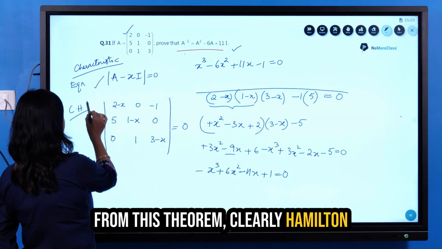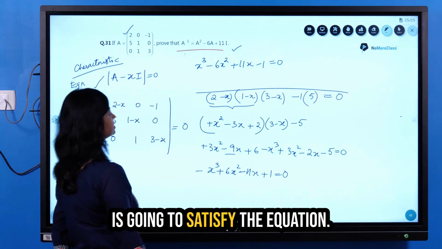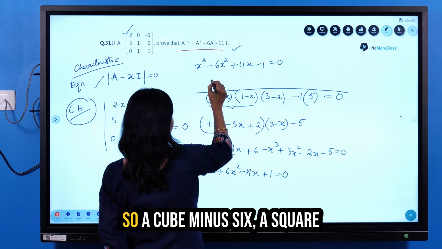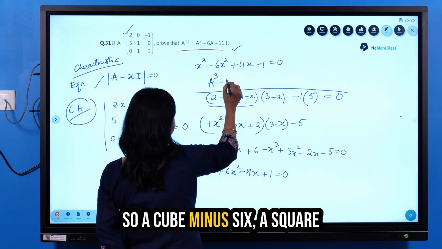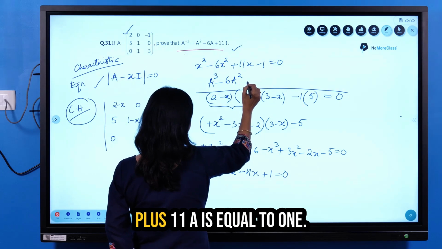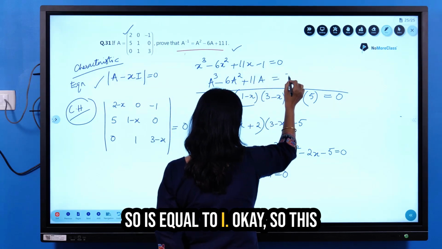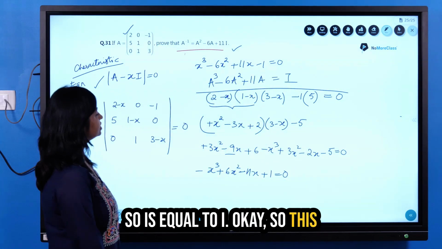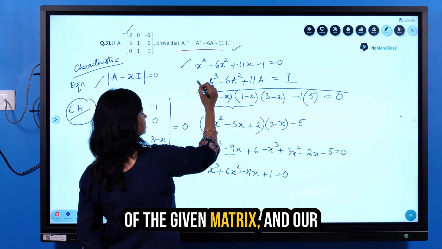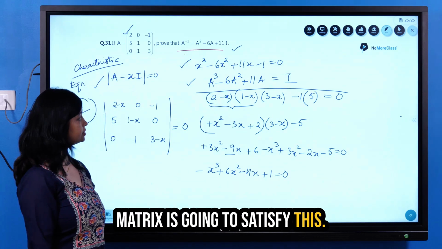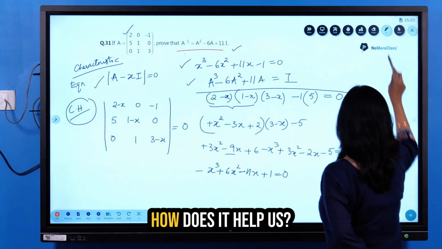From the Cayley-Hamilton theorem, we know that the matrix is going to satisfy this equation. So A cube minus 6A square plus 11A minus I is equal to 0, so A cube minus 6A square plus 11A is equal to I. So this is the characteristic equation of the given matrix, and our matrix is going to satisfy this. How does it help us?